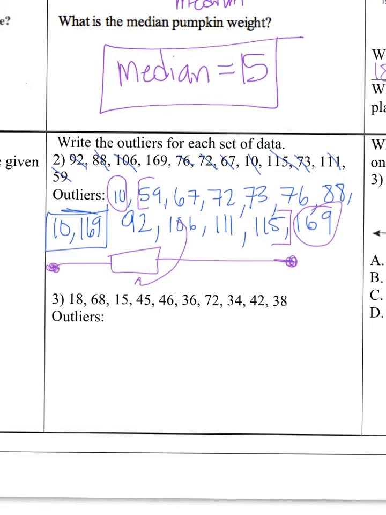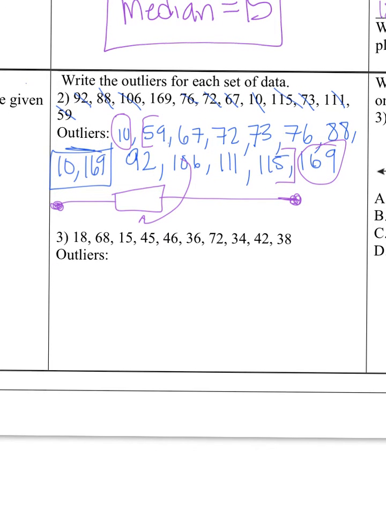Now you try doing number 3, okay? Typically, I don't like for you guys to work ahead, but for this one, I just want you to list them in order and try to see what the obvious outliers are.